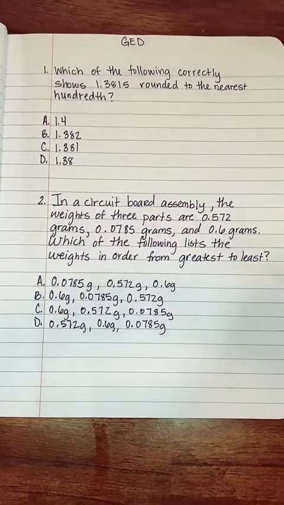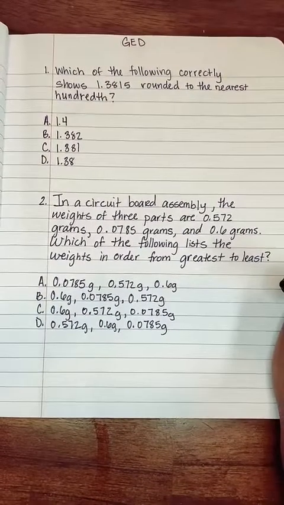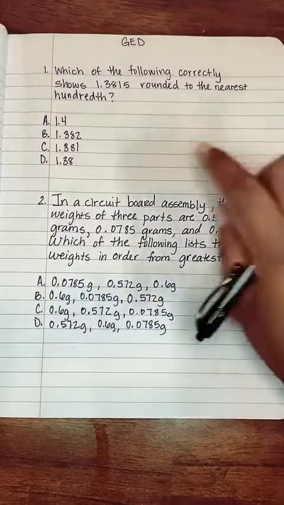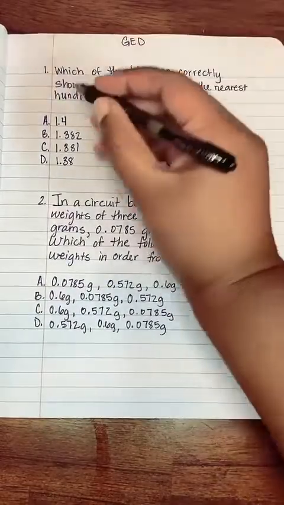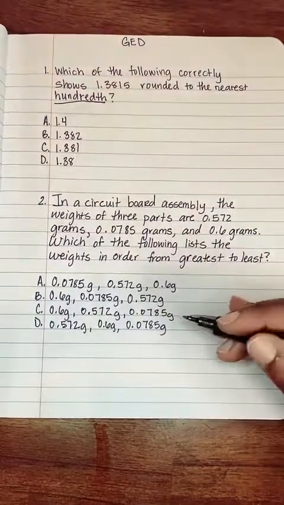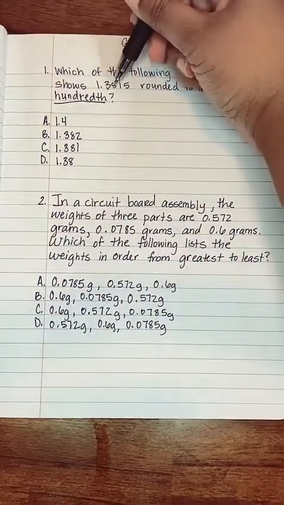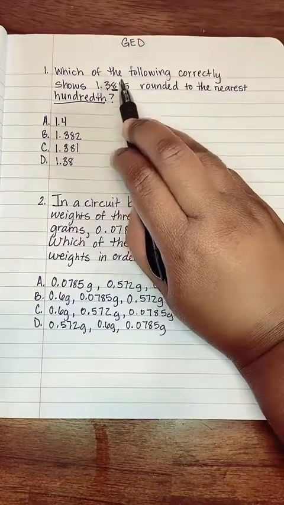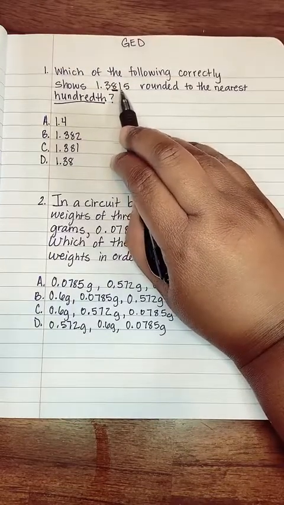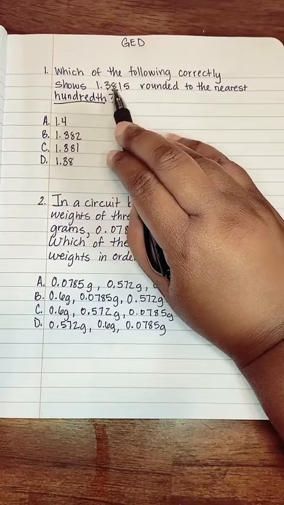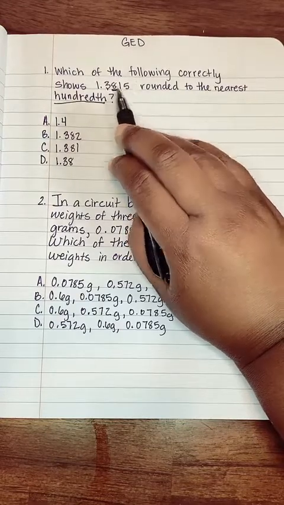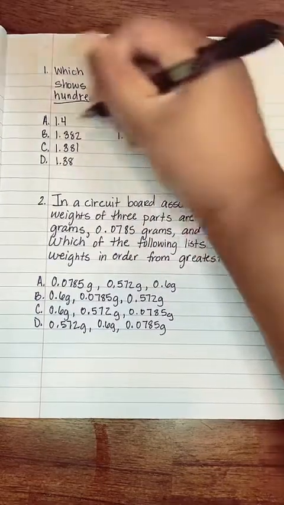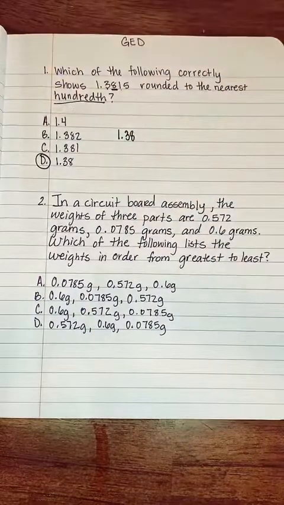So remember, we first have to know which is the hundredth spot. This is tenths, hundredths. We look to our right. This is a 1. It's smaller than 5. So this actually just stays the same. And everything that follows goes away. So our answer is going to be 1.38, which if you said D was your answer, you are 100% correct. Okay, because remember, it's tenths, hundredths. That's why we did this.